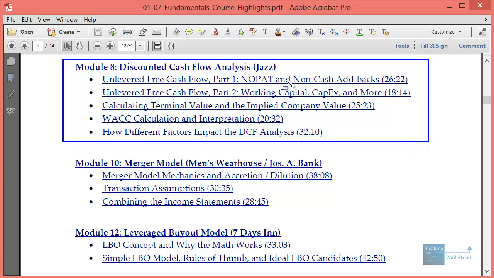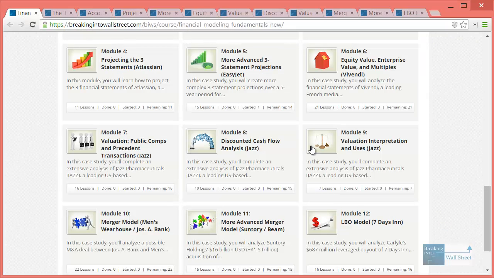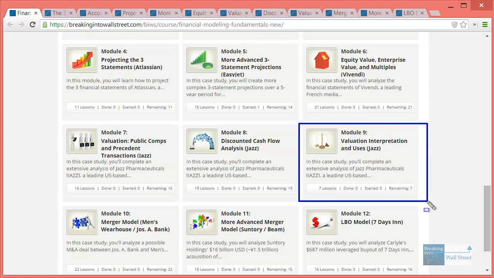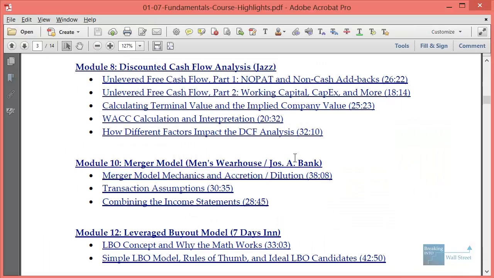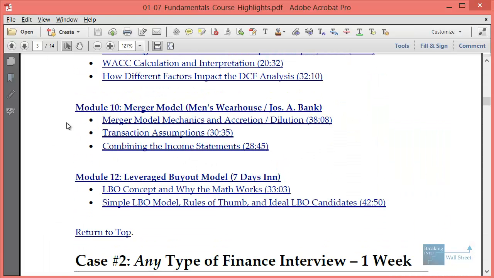We have some of the overview lessons on how to calculate unlevered free cash flow, also how to calculate the terminal value, weighted average cost of capital, and how different factors impact the DCF, another classic type of interview question. We actually recommend skipping module number 9 because you're not going to get questions on this, and if you have very limited time, you don't even have time to go through all the documents here. Module 10 and module 12.